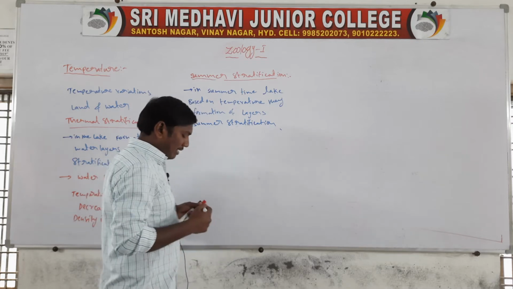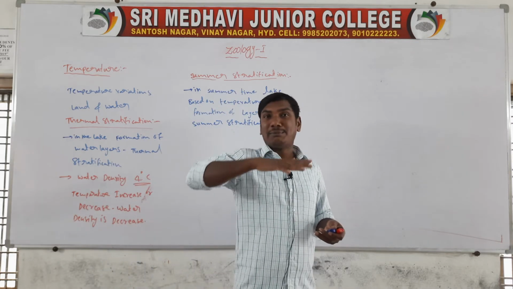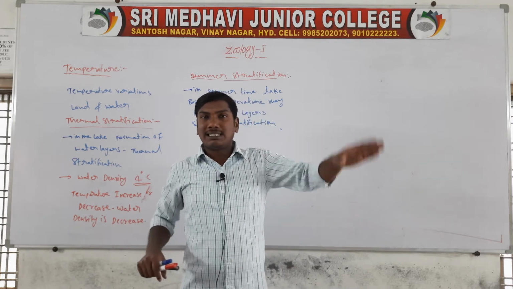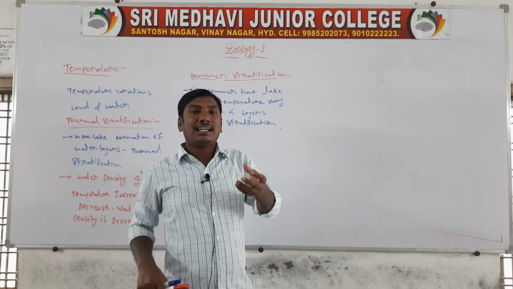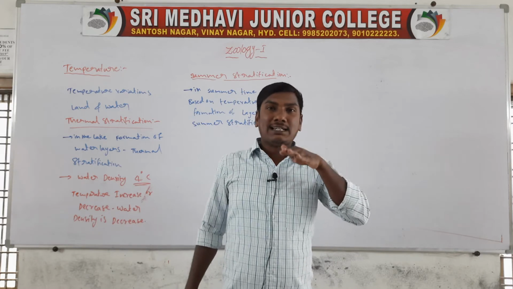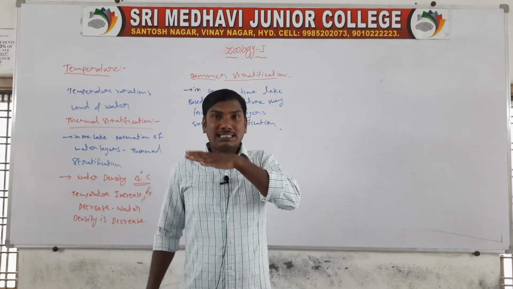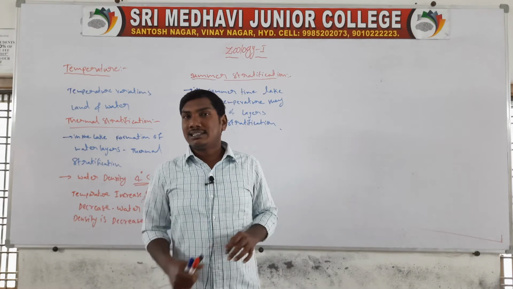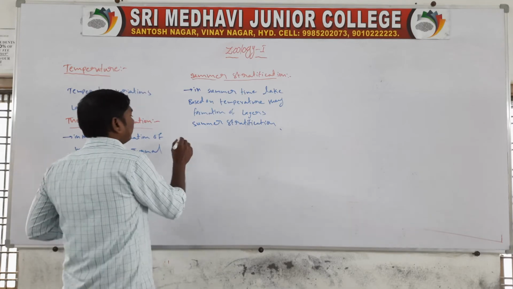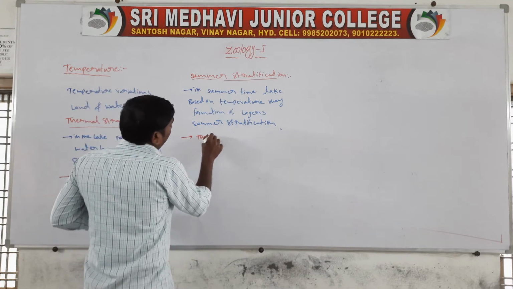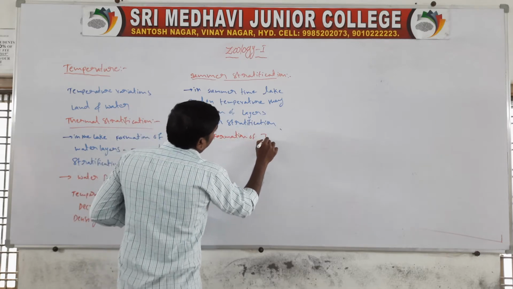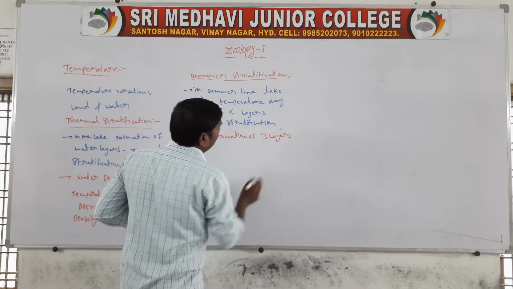In summer time, based on the temperature, the lake forms layers, and this formation is called summer stratification. In summer stratification lakes, 3 layers form.